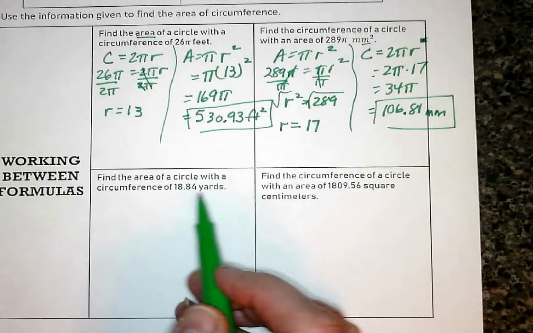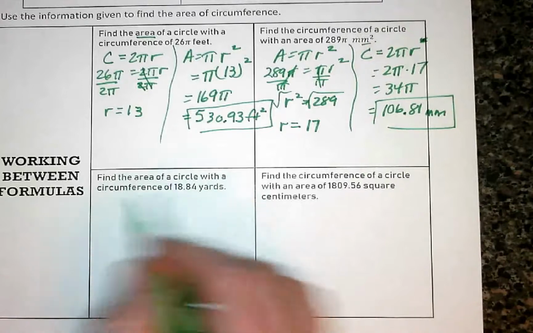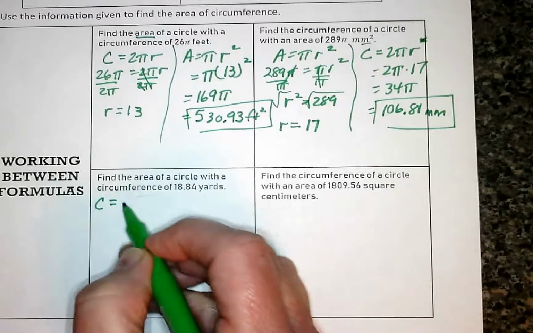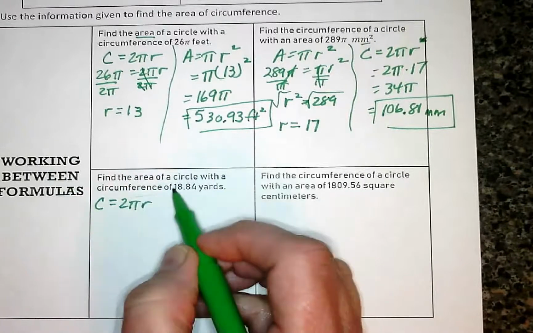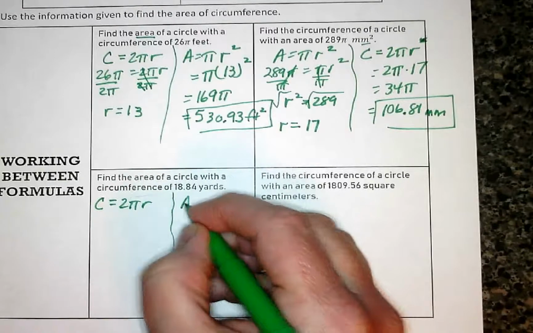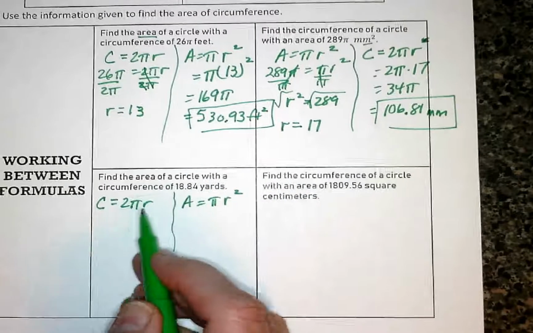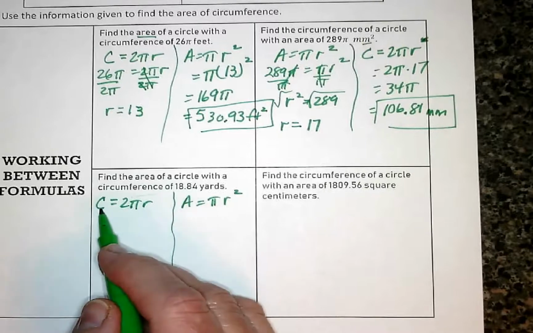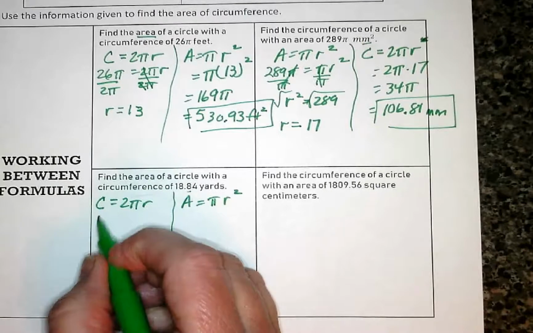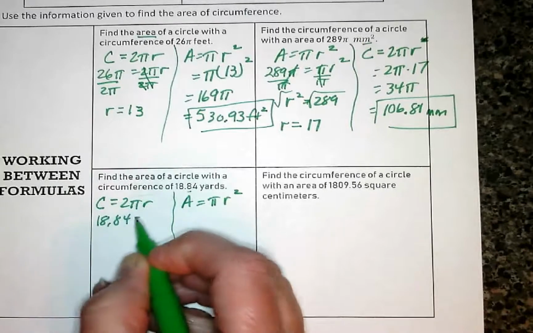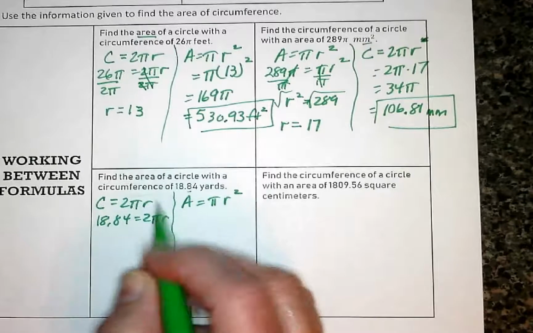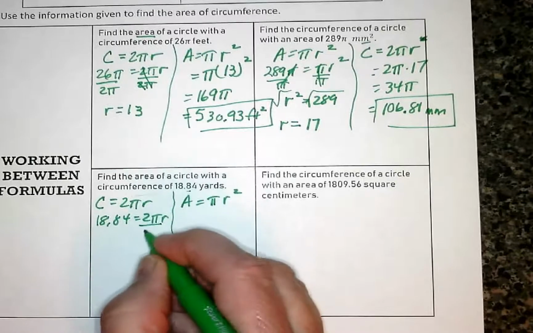Find the area of a circle with circumference of 18.84. So they're telling me circumference, and they want me to find the area. So I need the radius. Here's my formula I'm going to start with. C is 18.84. I'm going to divide both sides by 2 pi.